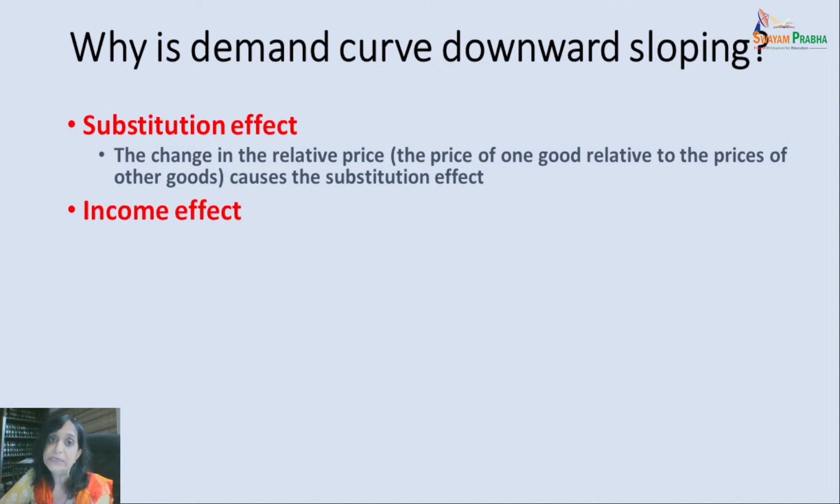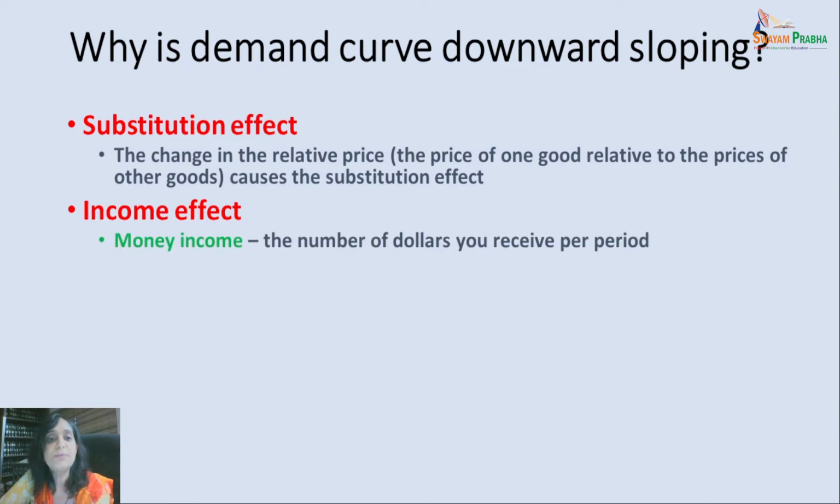The other is the income effect. We have just seen that demand gets created because there is ability to buy, because people are able to afford it. This means that income plays a role in the creation of demand. How does the income effect come into play? Now, there are two types of income we are talking about. One is money income. For example, the number of dollars or rupees somebody receives in a particular period of time.